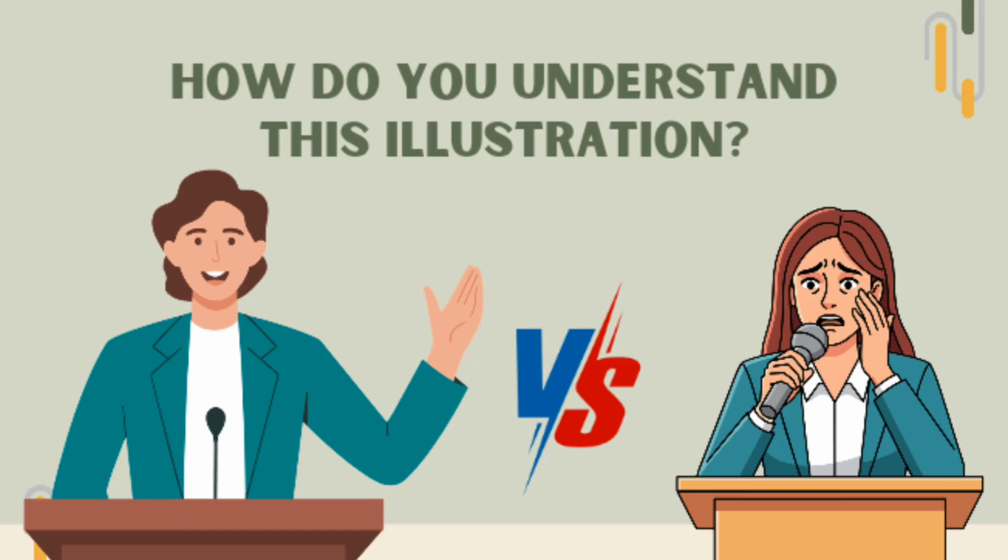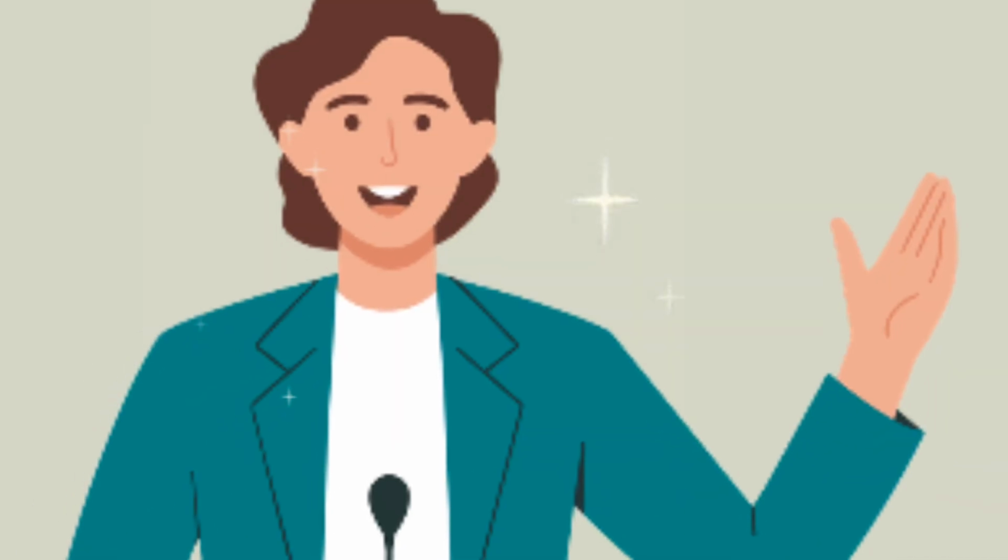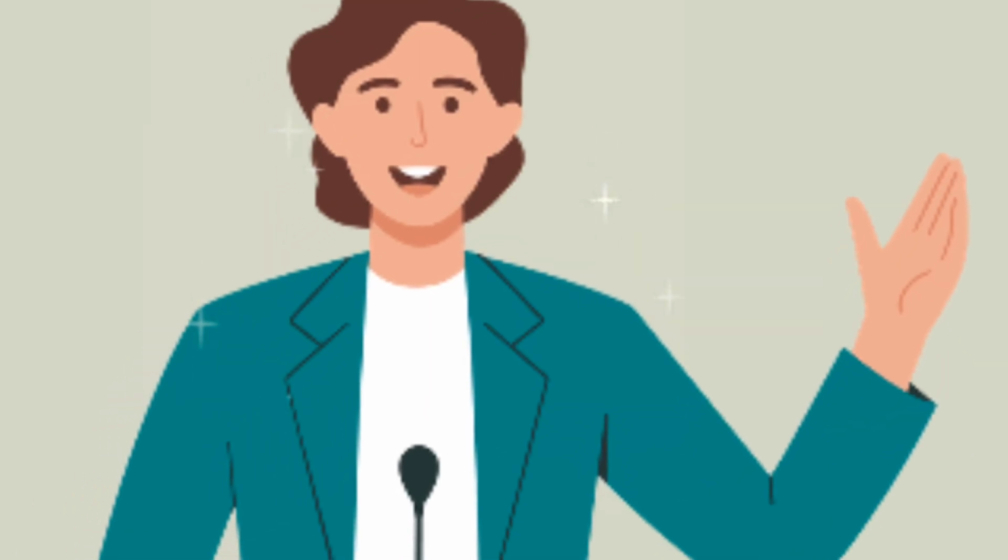Now, how do you understand this illustration? As you can see, we have two different illustrations, one of a confident speaker and another one of a speaker experiencing difficulties. What do you think the problem might be? Perhaps it is due to the methods and strategies the struggling speaker is unable to apply. To become a confident speaker, let us explore and understand more deeply what extemporaneous speech is.